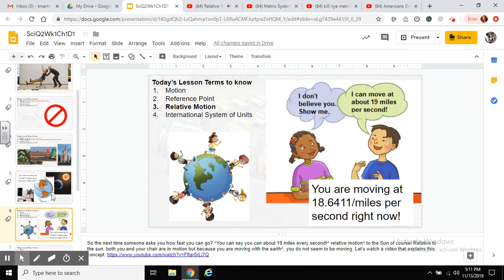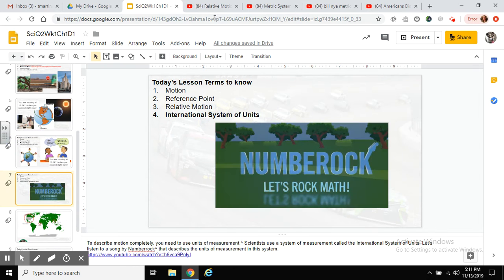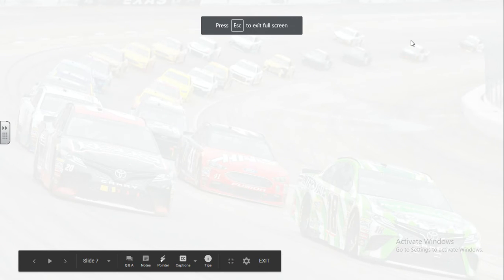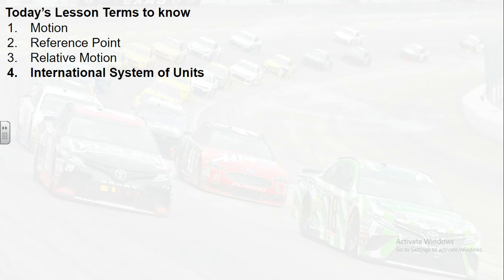Okay, so I know that was a trick question. So to describe motion completely, you need to use units of measure. It's a different kind of measurement system that we use compared to the rest of the world. So we're going on to the final term that we're learning today in our lesson.